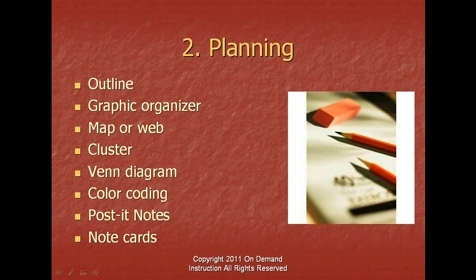The second step to the writing process is planning. In planning, you have a lot of variety and choice as to what to use. You might use an outline, a graphic organizer, a map or a web, a cluster, a Venn diagram, a color coding system. Kinesthetic users like to use post-it notes or note cards because they can move them around.